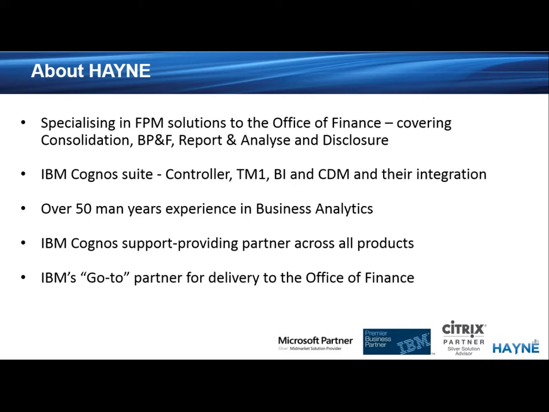So a quick overview about Hayne. We specialise in FPM solutions to the Office of Finance, and we cover the whole FPM suite, covering consolidation, budgeting, planning and forecasting, report and analyse, and disclosure, what we term the 4 pillars of FPM. The IBM Cognos suite is the area that we cover, and we are experts in Cognos Controller, TM1, BI and CDM, and also the integration of those products into a full FPM solution. We have over 50 man-years of experience in business analytics, and we're an IBM Cognos support providing partner across all of those products. And we're very much IBM's go-to partner for delivery to the Office of Finance.